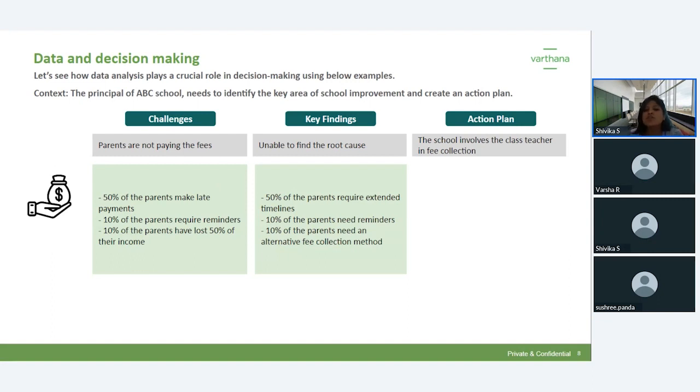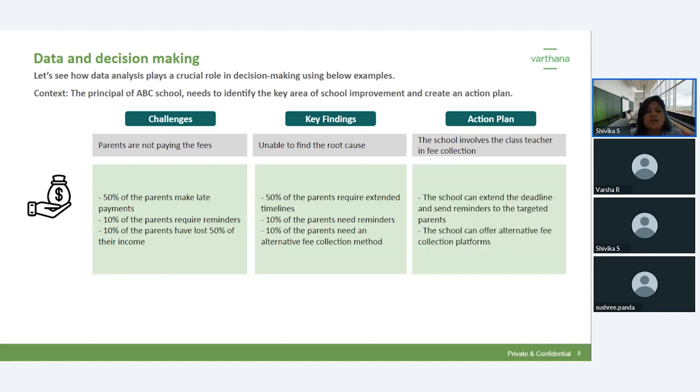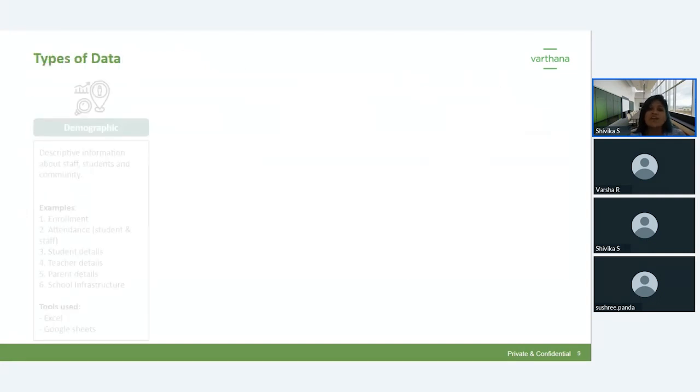So for 50%, you need an extended timeline. For 10%, you have to figure out a way and formulate your action plan accordingly. So you can ensure that you are sending reminders, you're extending the fee timelines, and you're providing an alternative fee collection platform for those who cannot pay at one time. With the help of this example, it's clear that data-based decision making is more efficient and effective when it comes to formulating an action plan. So let's move and see what the types of data are.